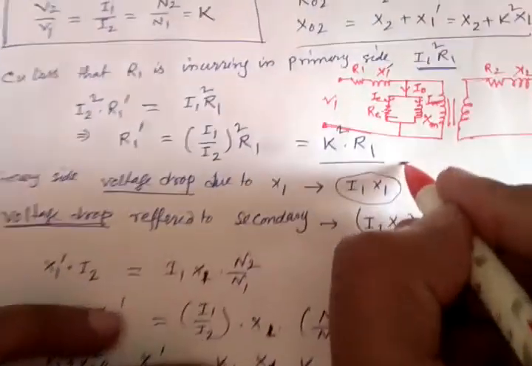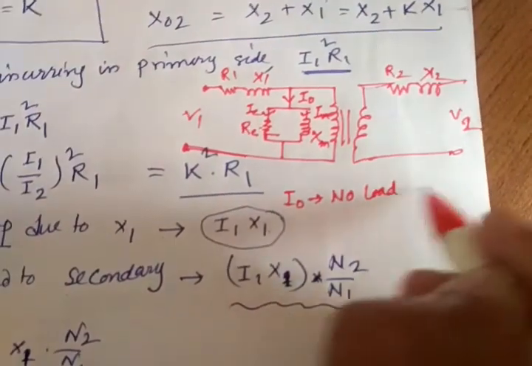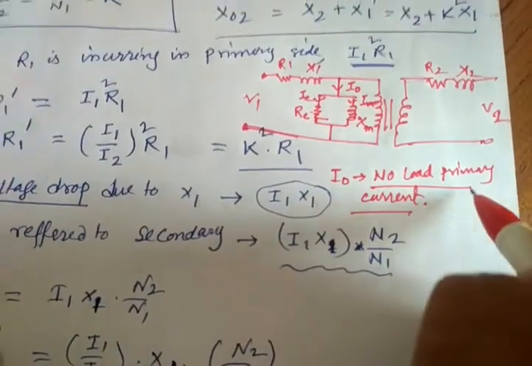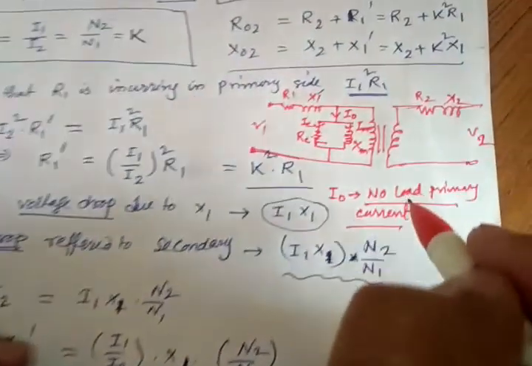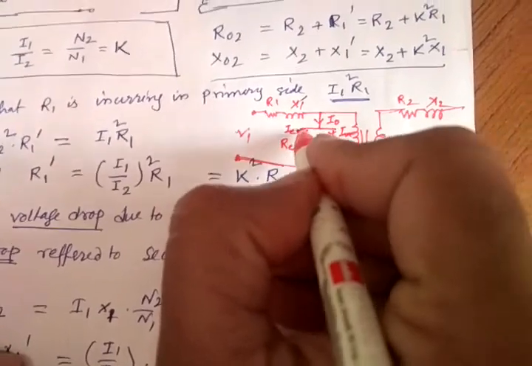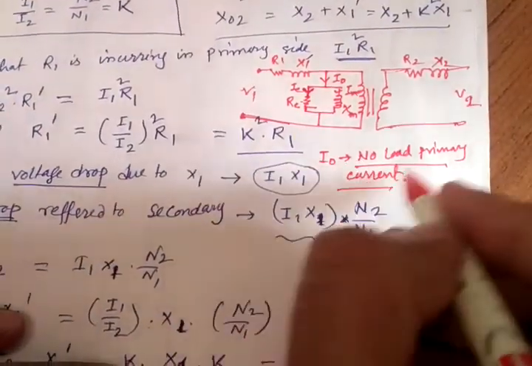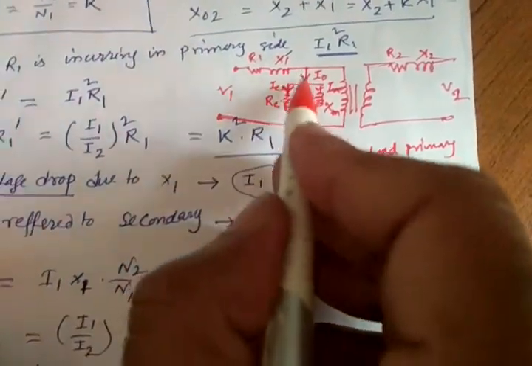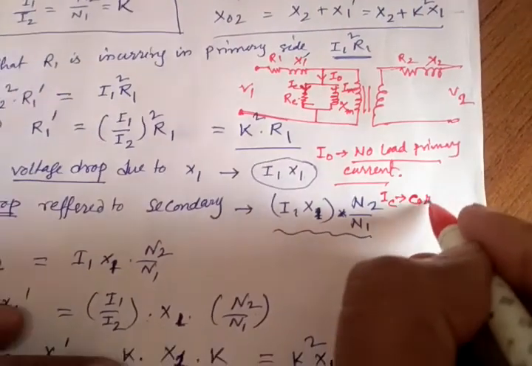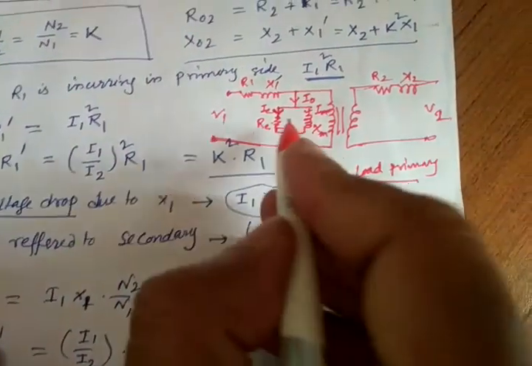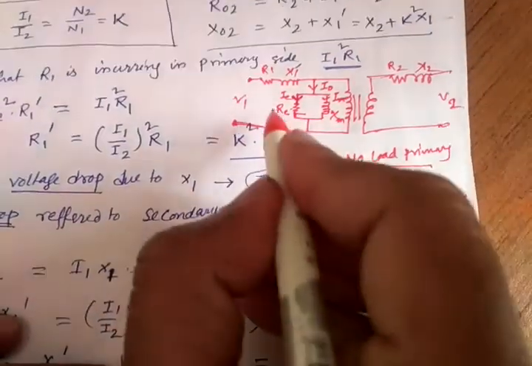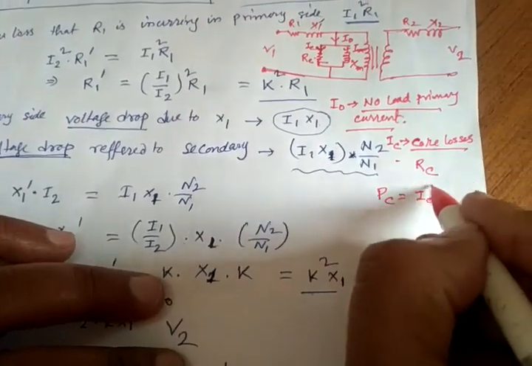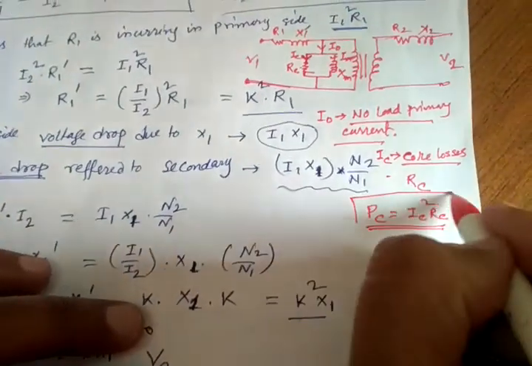This I0 is basically the no load primary current, and this no load primary current is basically used to compensate for the iron losses and core losses. This IC shows the core losses. This I0 has two components. IC is the component consumed for the core losses, or you can say iron losses in the core. That is generated as heat, so we show it as an equivalent resistance RC, where the core loss component will be IC square into RC. The core loss remains constant in no load or full load.